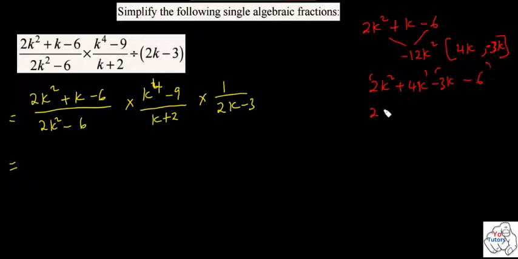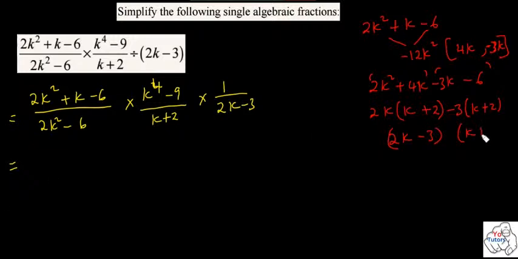Then you're going to get 2x(k + 2), sorry, k plus 2. Then here negative 3 times k plus 2. Then our answer should be (2k minus 3)(k plus 2). That becomes our final answer there. Then the rest here, we can simply factorize them easily.